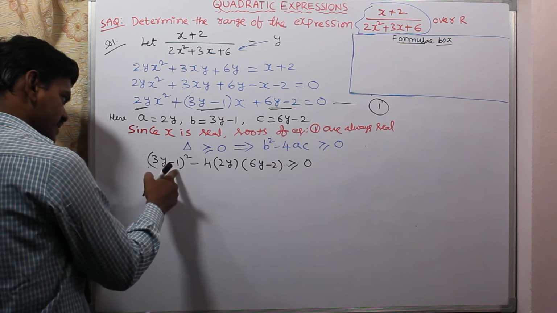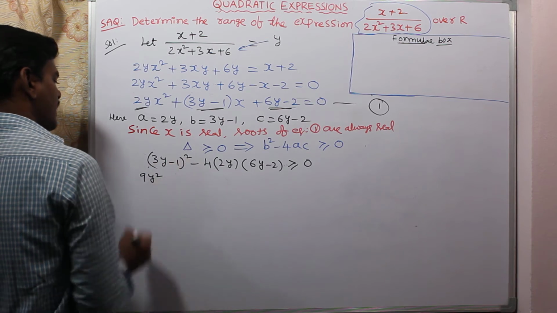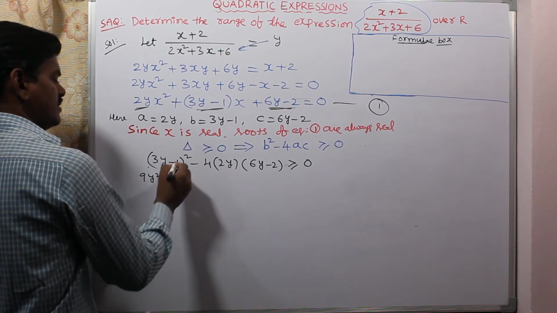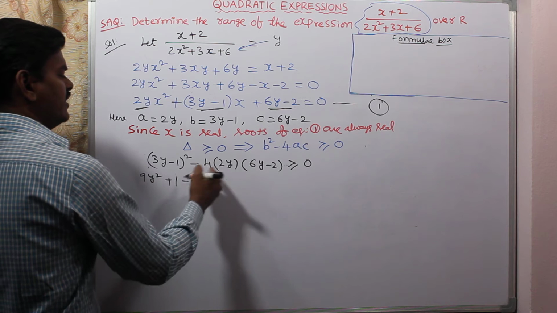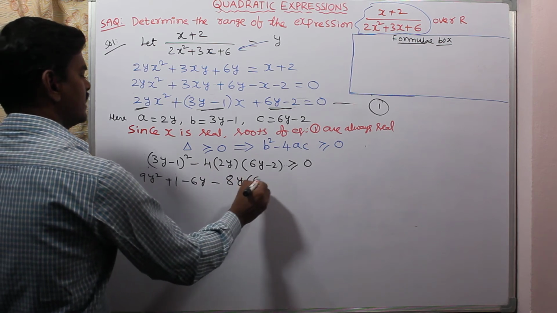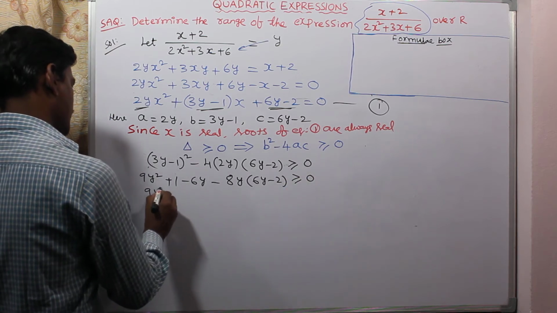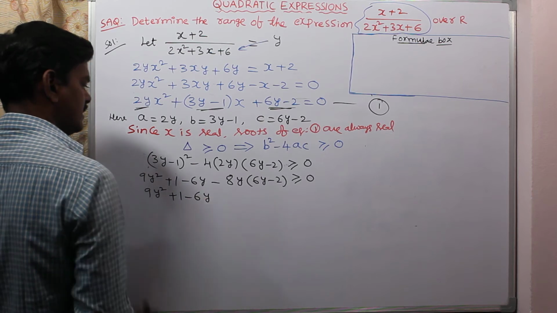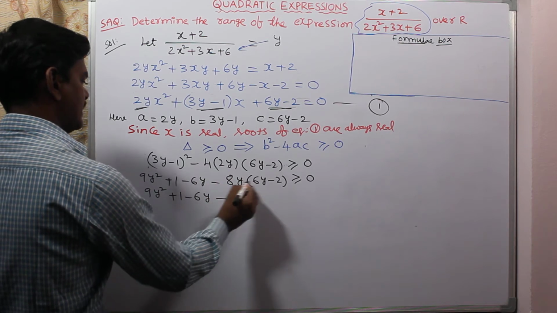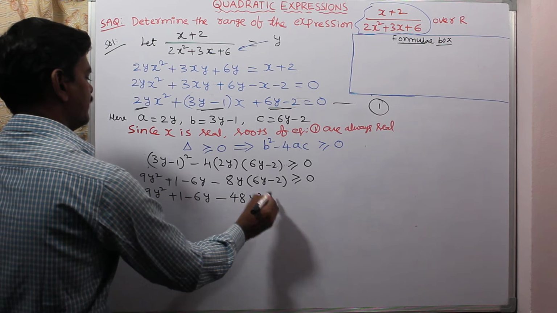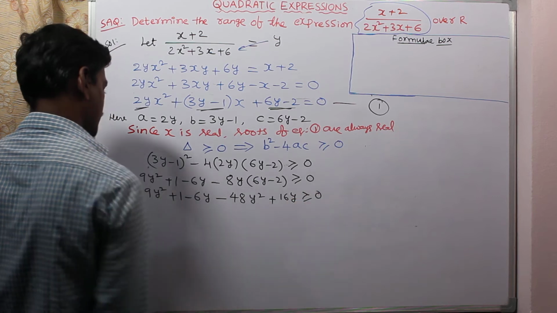Now the simplification part, using the (a minus b) whole square formula. (3y)² means 9y², then plus b², which is 1, minus 2ab, 2 into 3y, 6y, minus 4 into 2y, 8y, into (6y minus 2), greater than or equal to 0. Now 9y² + 1 minus 6y as it is. Now multiply with minus 8y: minus 8y into 6y, minus into plus is minus, 8 times 6 is 48, y into y is y². Minus into minus is plus, 8y into 2, 16y, greater than or equal to 0.